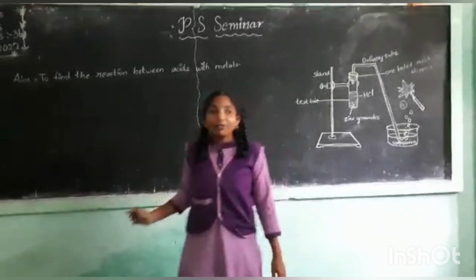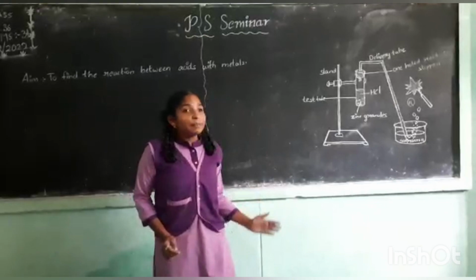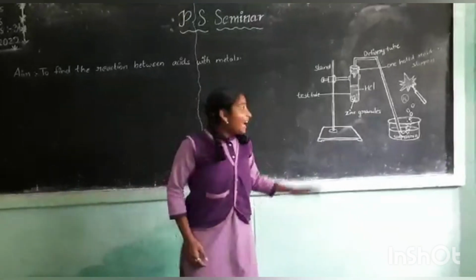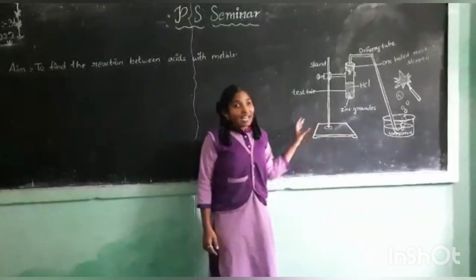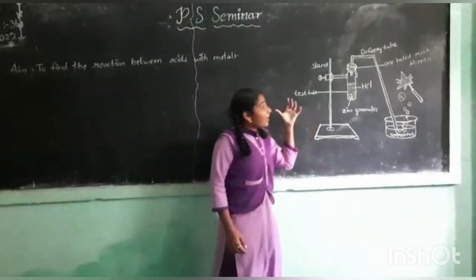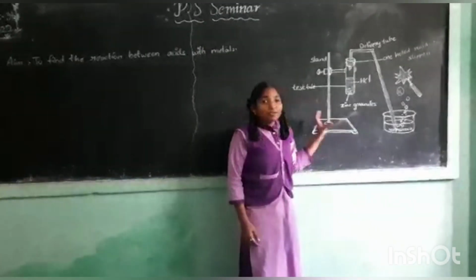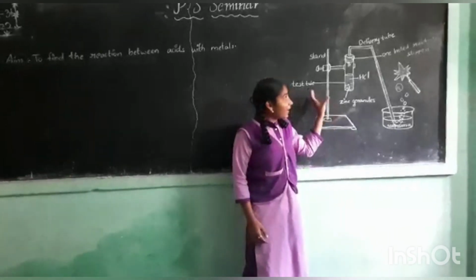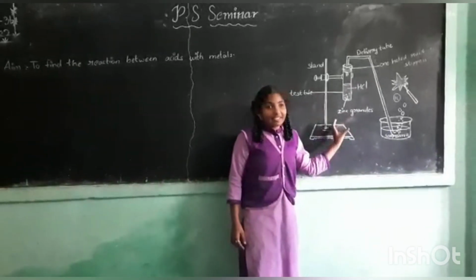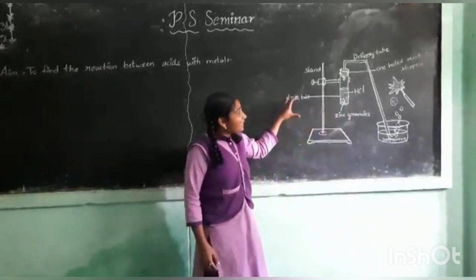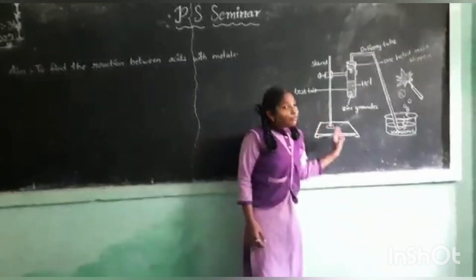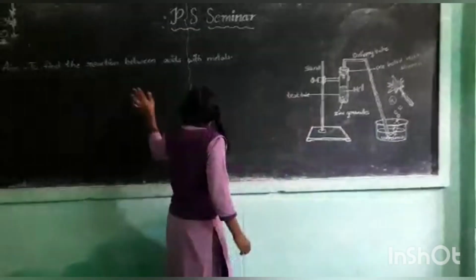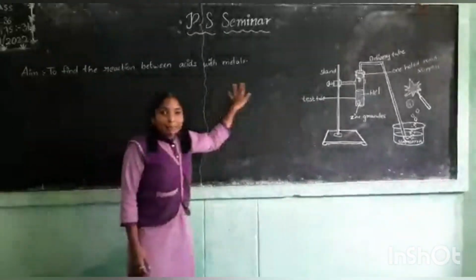In this session, I would like to talk about the reaction between acids and metals. Understanding the concept using visualization is easier than memorization, right? Now, in this experiment, with the help of this diagram, it is easier to find out the procedure, conclusion and materials required. Using this diagram, we can understand the aim of this experiment, right? The aim of this experiment is the reaction between acids and metals.